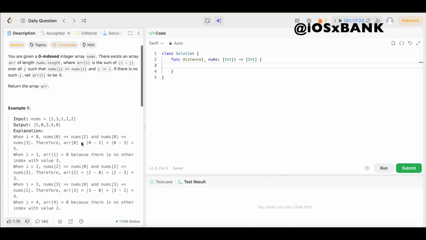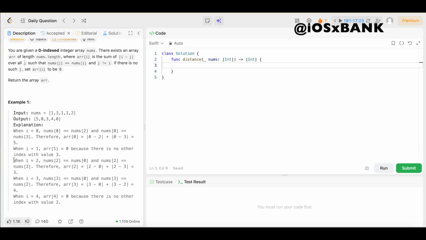So now we're on I equals 2, which means we're on index 2. When it's just I, that means we're looking at the index. When it looks like this, nums of 2, that means we're looking at the value of that index.